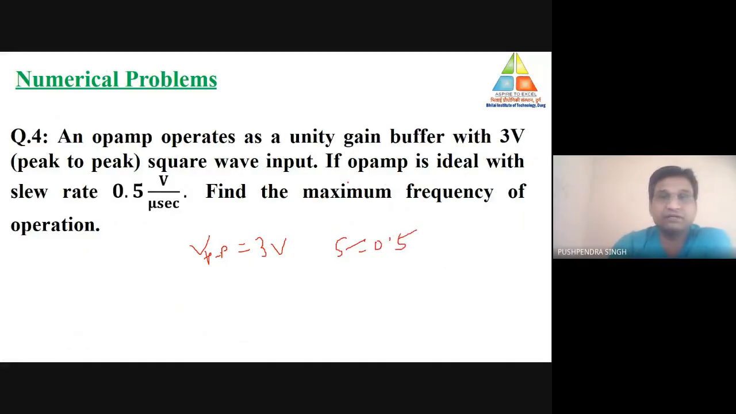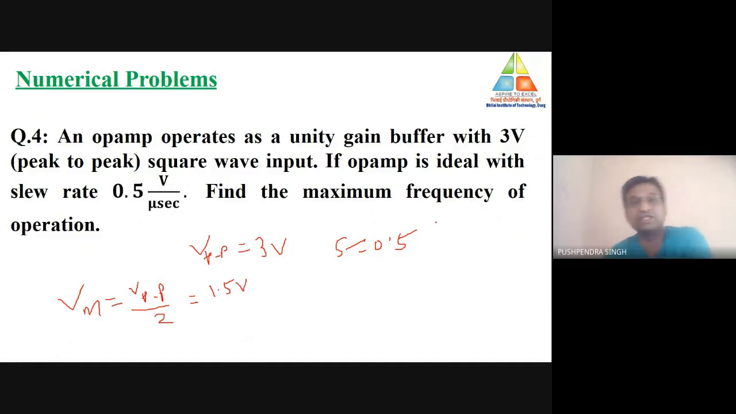So as we know, when we are going to calculate the value of maximum frequency, we need to calculate the value of Vm, maximum voltage. But here in the question, what is given? Peak to peak voltage is given. So what is the value of Vm? Maximum voltage will be nothing but peak to peak voltage divided by 2. So with the help of that, first of all, calculate the value of Vm. So from there, Vm will be nothing but 1.5 volt. And the value of S is given 0.5 volts per microsecond.